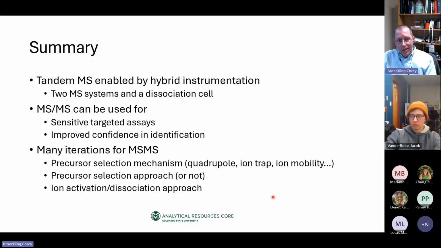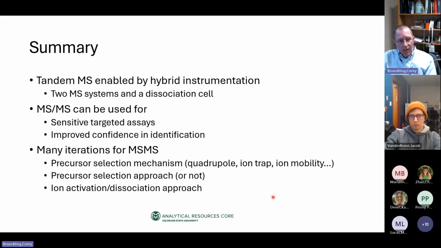And now to summarize, we've covered a lot about MSMS, starting with the notion that tandem MS is enabled by hybrid instrumentation. You can't do tandem MS without the ability to do a precursor selection and a product selection separated by a fragmentation. And so most of the time that is through coupling two mass spectrometers. I didn't talk too much about ion traps, but ion traps can actually do this sequentially in one device.